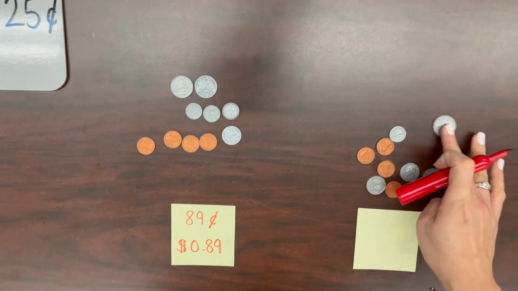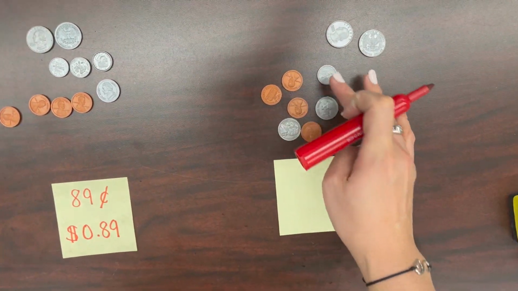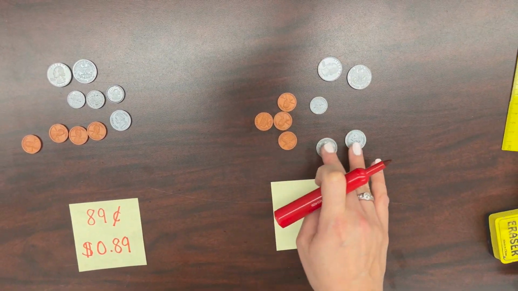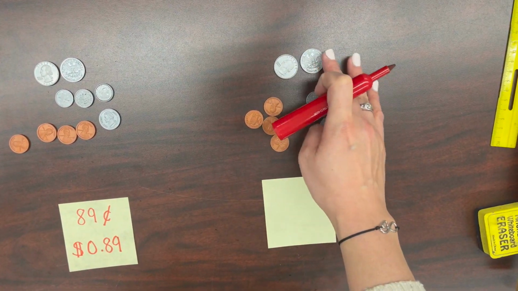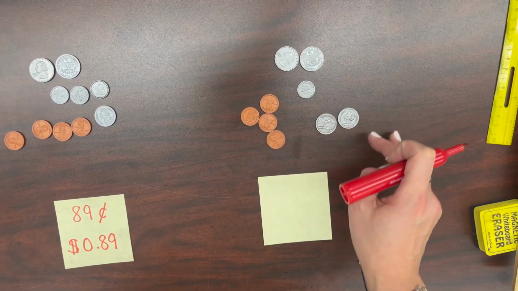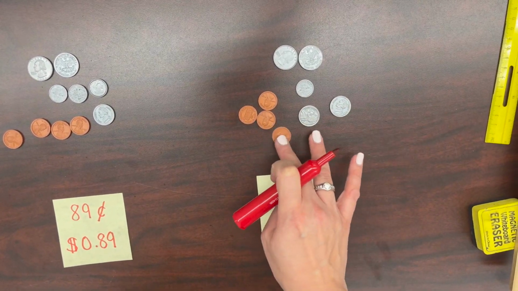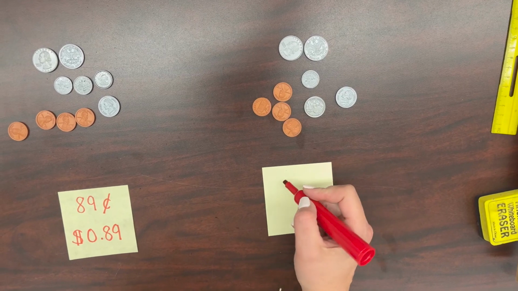Now when I look at this group, I'm going to do the same thing. I'm going to pull them apart based on value. I want to count the higher value coins first. So 25, 50 cents for quarters, 60, 65, 70, 71, 72, 73, 74.